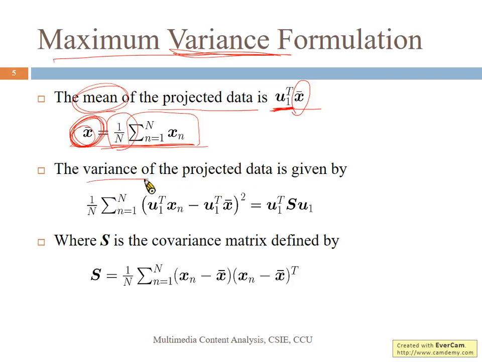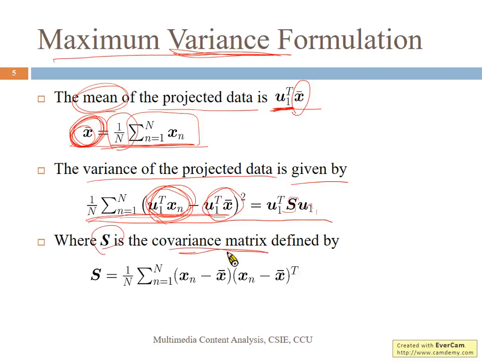And then we can calculate the variance of the projected data. It is given by this equation. So we can see that this is each projected data point, and this is the projected mean data. Just as we have learned from statistics, this is the formula of variance. And then we can represent this value as U1 transpose multiply S and multiply U1, where S is a covariance matrix defined by this.